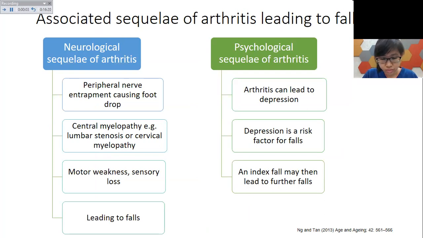There are also associated sequelae of arthritis that can further contribute to falls. Arthritis can have neurological sequelae, such as peripheral nerve entrapment causing foot drop, or central myelopathy, such as lumbar stenosis or cervical myelopathy, or motor weakness or sensory loss. These reasons can lead to falls. Psychological sequelae of arthritis, such as depression, is also a risk factor for falls. An index fall may then lead to further falls.